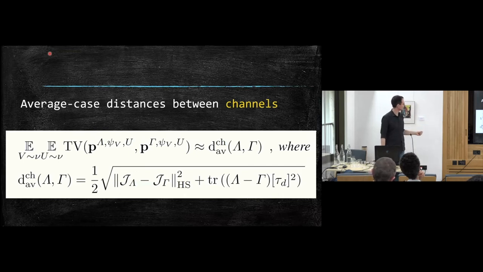The first one is just the Hilbert-Schmidt distance between the Choi representations of these channels. And the second part, this tau_d, which I didn't define, is just the maximally mixed state. It tells you something about the unitality of the channel, so how well they preserve the maximally mixed state. If they both preserve it, then this other term is zero. So for unital channels, it's just the Hilbert-Schmidt distance between Choi representations.